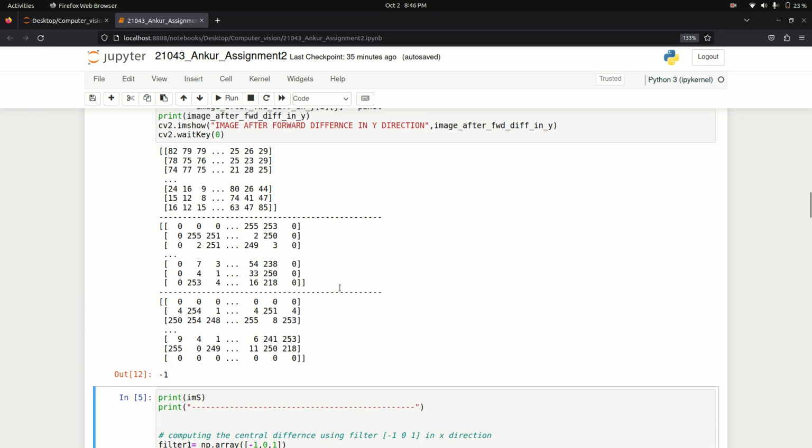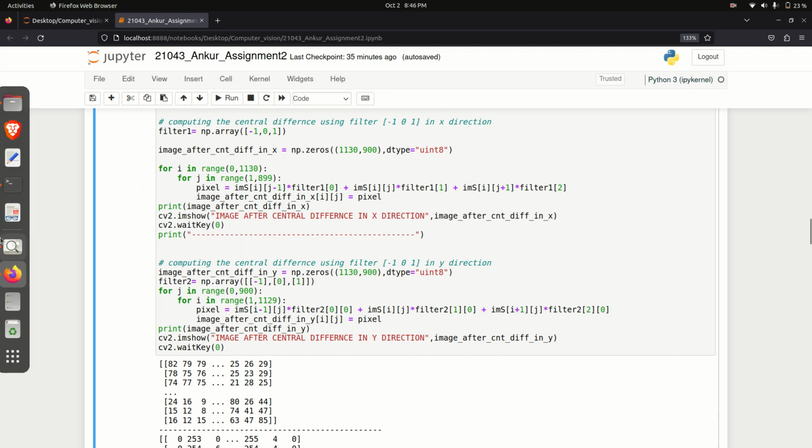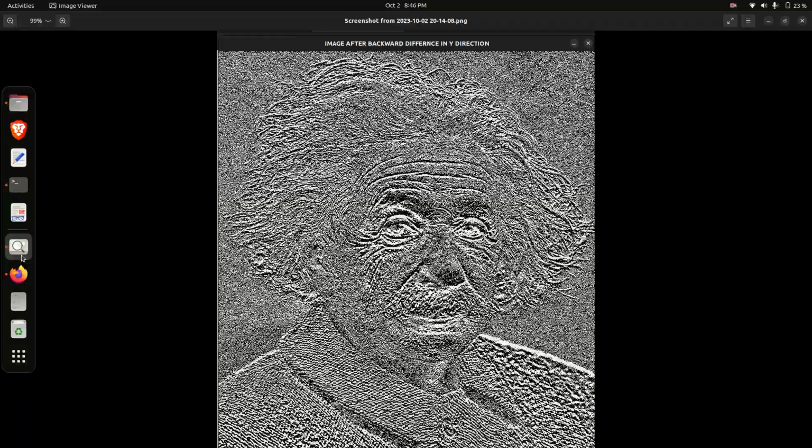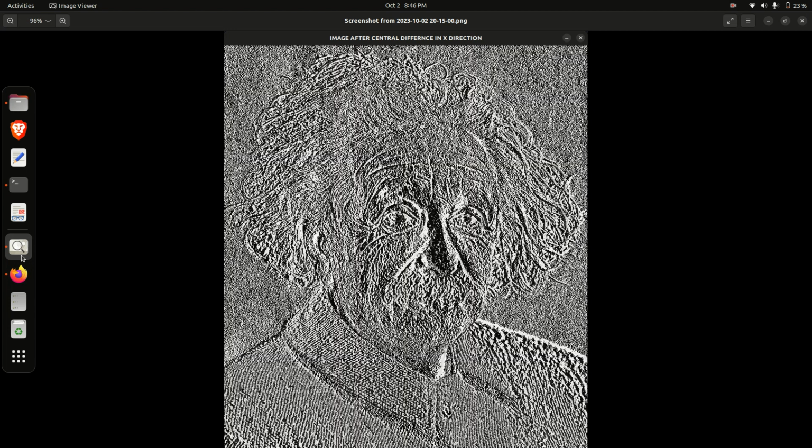And similarly, for the third part, I have computed the central difference using the filter -1, 0, and 1. I will again show the results for central difference. So this is central difference in y direction, and this is central difference in x direction.